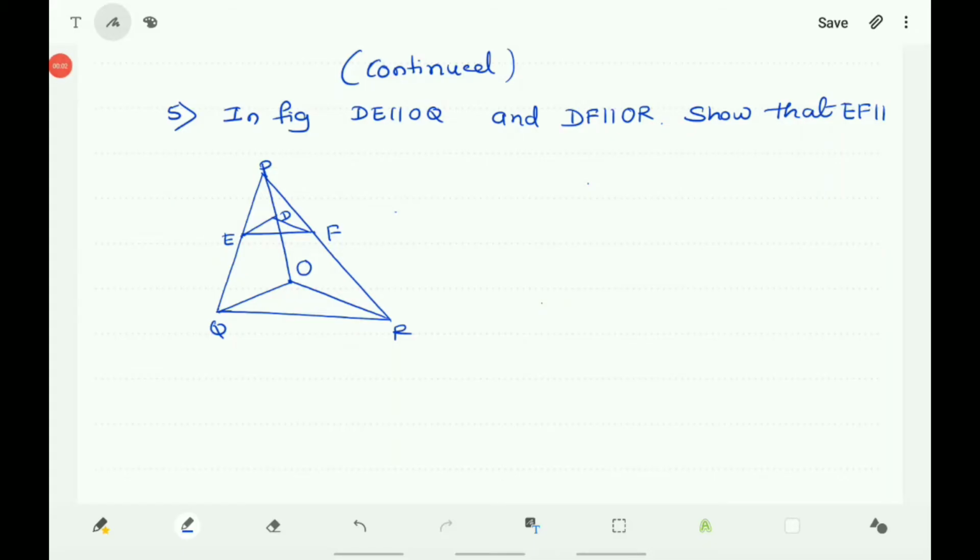Children, let us continue Exercise 2.2. Take the fifth question. In the figure, DE is parallel to OQ and DF is parallel to OR. What you have to show here? Show that EF is parallel to QR.